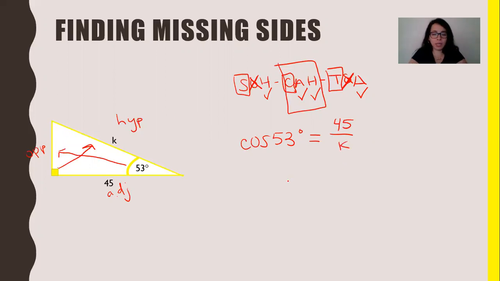So again, I go back to my calculator. What do you guys get for cosine of 53 degrees?